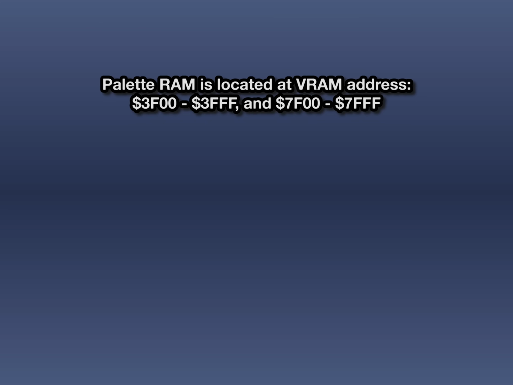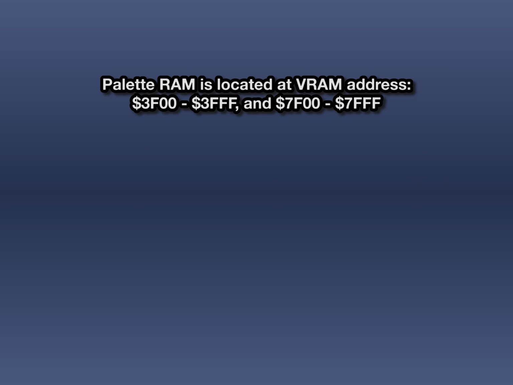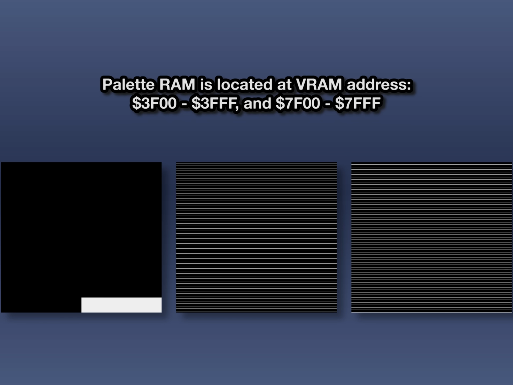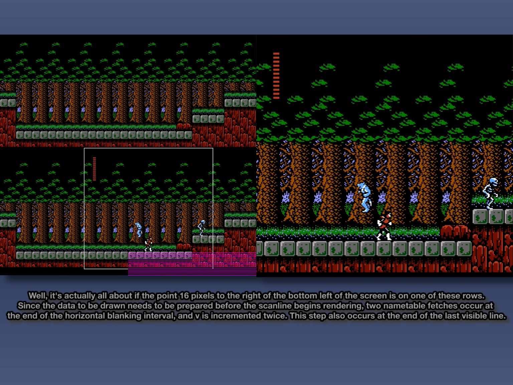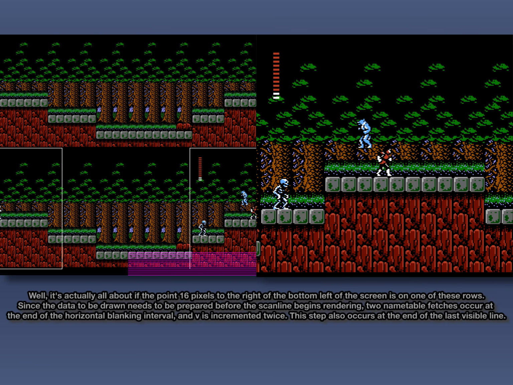Since palette RAM is from the range hex 3F00 through hex 3FFF and 7F00 through 7FFF, we can visualize this as anywhere the hundreds digit is F and the thousands digit is 3 or 7. That leaves us with these rows here. So if any of these pixels are one row below the bottom left of the screen, the post-render lines will read from palette RAM.